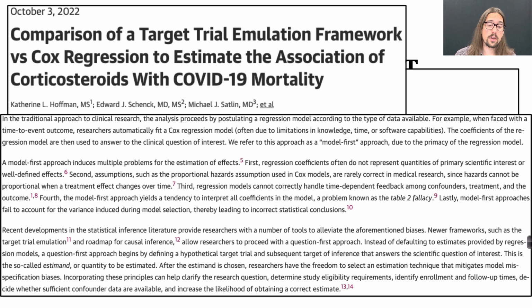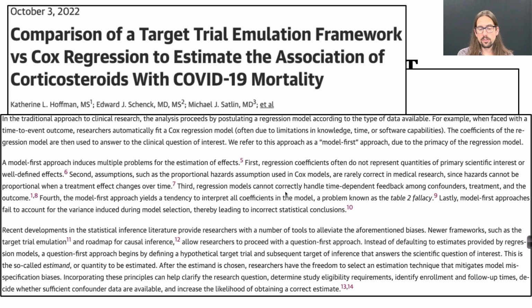So here's another paper written recently, a comparison of the target trial emulation framework. I like this one because it really gets at the issues here. In the traditional approach to clinical research, analysis proceeds by first postulating a regression model according to the type of data. If you have a time-to-event outcome, you use a Cox regression model. If you have continuous outcomes, people use linear regression. The coefficients of the regression model are used to answer the clinical question. This is model first, but this is bad. Regression coefficients, as we've seen, generally do not represent quantities of scientific interest. And secondly, a lot of assumptions go into the specific regression model that you're using, and they're rarely correct.